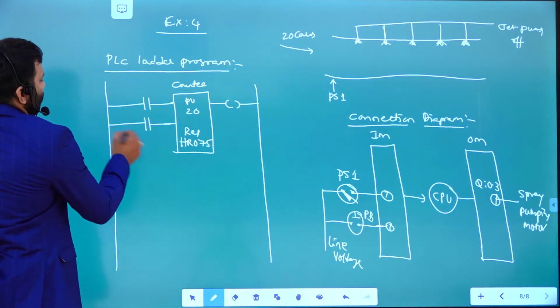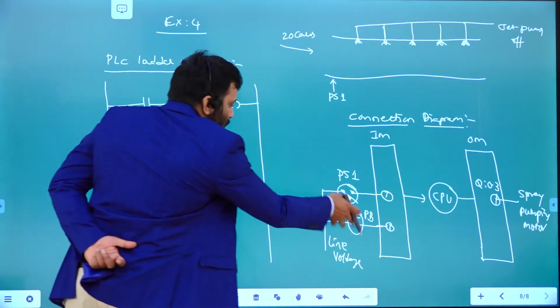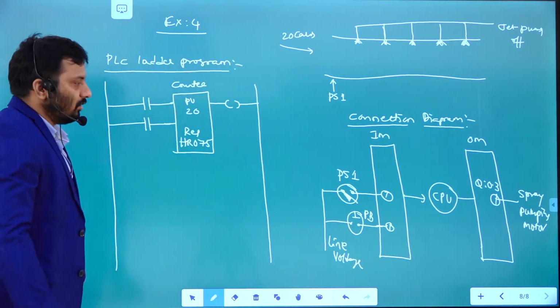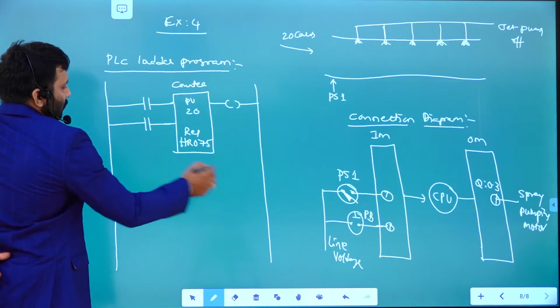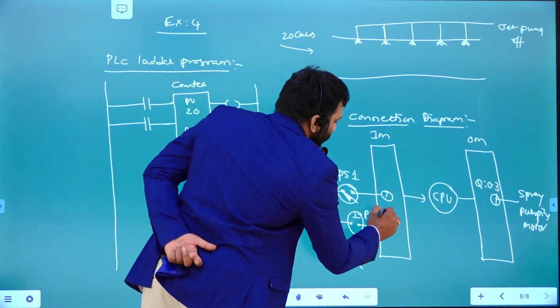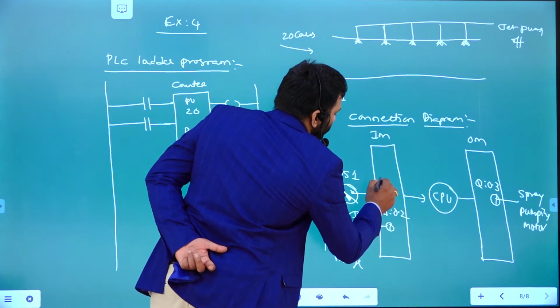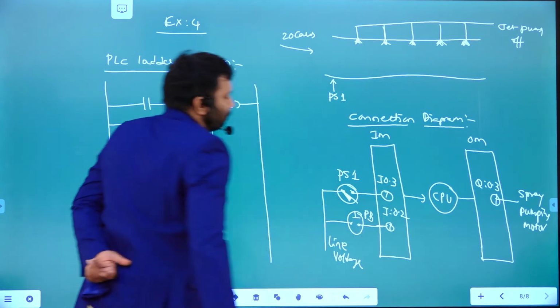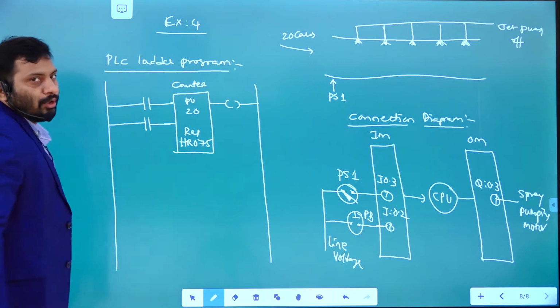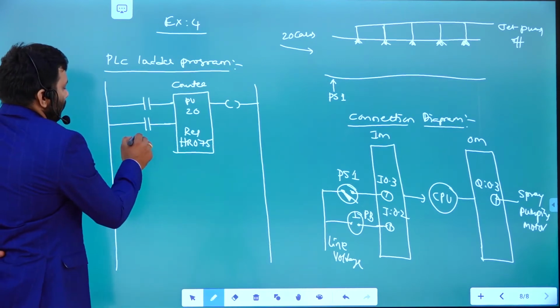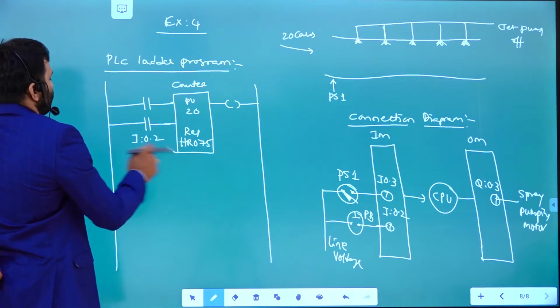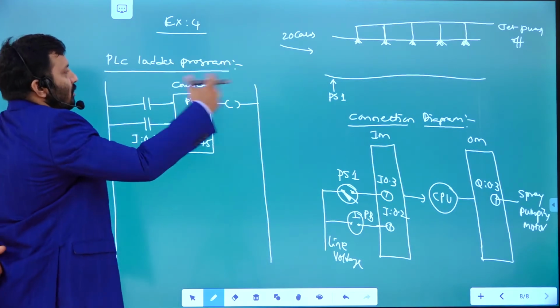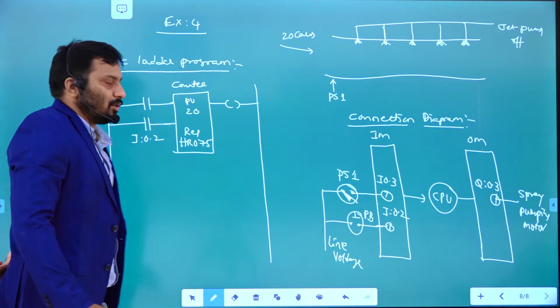So what is the input reset? Whenever this push button is on, it needs to be reset, right? So its address is here. You also need to give some addresses, 0.2 and 0.3, based on the terminal you are going to be connected to. So here it is 0.2. Whenever that push button is on, it's going to start the process.